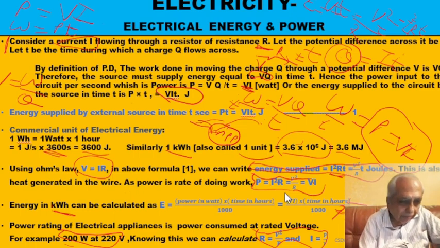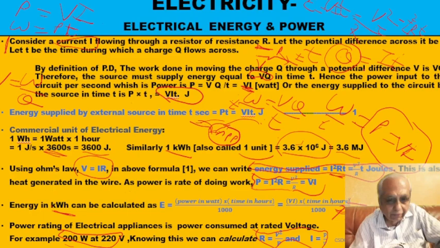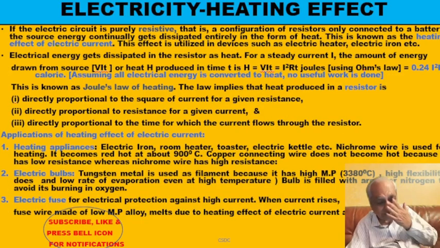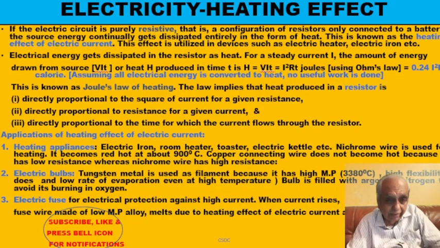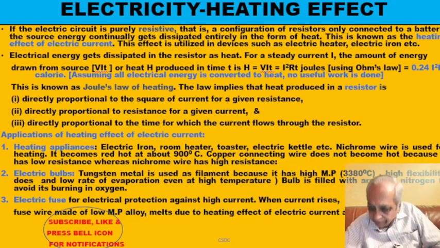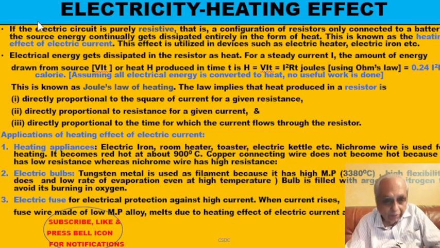Okay, so we will proceed further to the heating effect of electric current. You know, whenever current flows, it produces heat, and those things become hot. Even the TV, where we do not want it to become hot, also becomes hot. In case we want only heat energy from electric resistance, then that is called the heating effect of electric current.